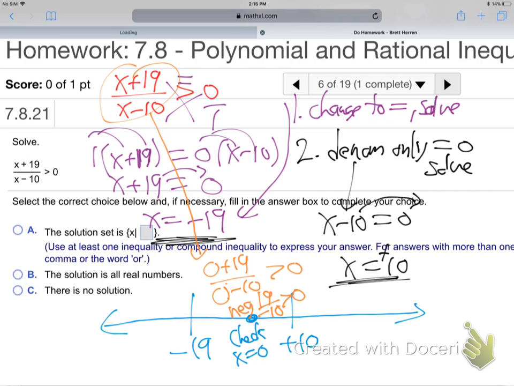Negative number is bigger than 0. Is that true? Is a negative number bigger than 0? No, that's false. So that means that middle section is false, and the other two must be true. Does that make sense? So this is true, and this is true. Those are the two true sections. So anything greater than 10.